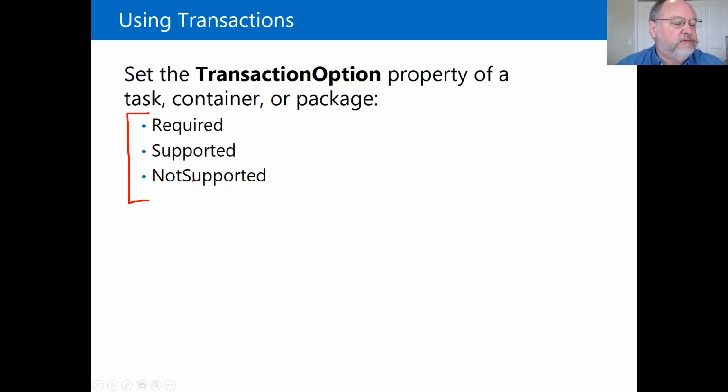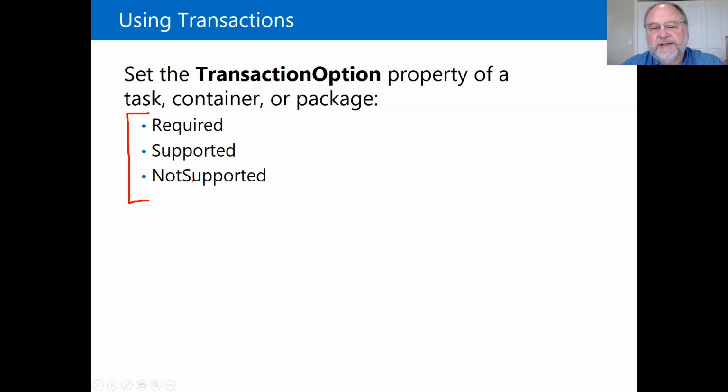If you set it to required, what that means is this object, whatever it is, task, container, or package, requires a transaction to be running, and if none exists, it will create one. It will begin a transaction if there's not already one. But if there is already a transaction, it will join it. It will just be part of it.